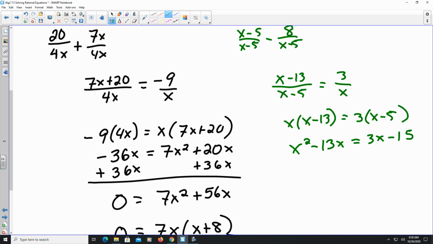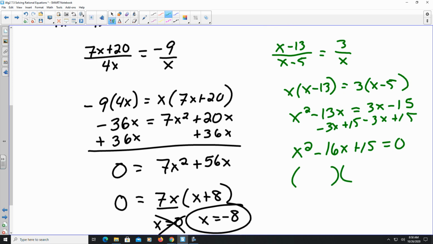Because it's x squared, it's quadratic, so set it equal to 0. So this turns into x squared minus 16x plus 15 set equal to 0. When I factor this out, x here and x here, same sign, minus. Two values that give me a product of 15 but a sum of 16 would be 15 and 1. So x will equal 15 and x will equal 1.